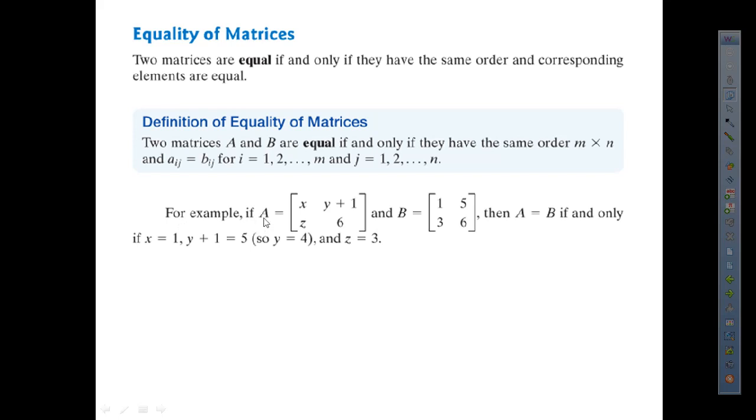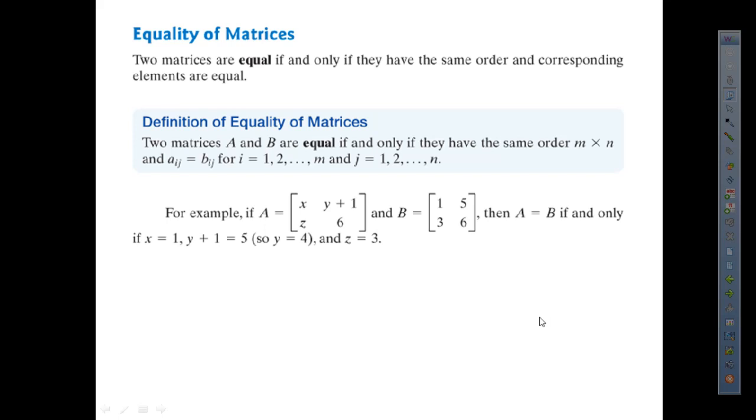For example, and this is kind of a way that we can turn this equality of matrices around, if matrix A and matrix B are equal, but they're equal if and only if x equals 1, y plus 1 equals 5, z equals 3, and 6 equals 6. So we could actually go through and set those equations up. x equals 1, y plus 1 equals 5, so y would have to equal 4, and z would have to equal 3. If those three things are not true, then these two matrices are not equal.